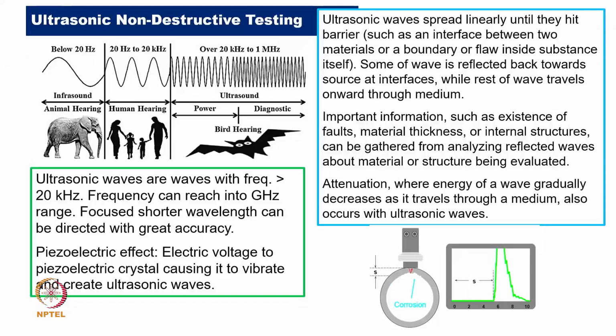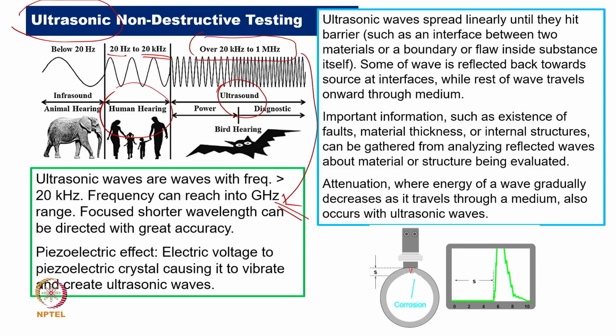I would say that visual testing was a kind of common testing. Another testing is ultrasonic testing. We know very well that human hearing generally varies from 20 hertz to 20 kilohertz. In this testing, the frequency goes from 20 kilohertz to 1 megahertz. However, recent techniques can go to the gigahertz range also. We do not have a restriction on the upper limit.